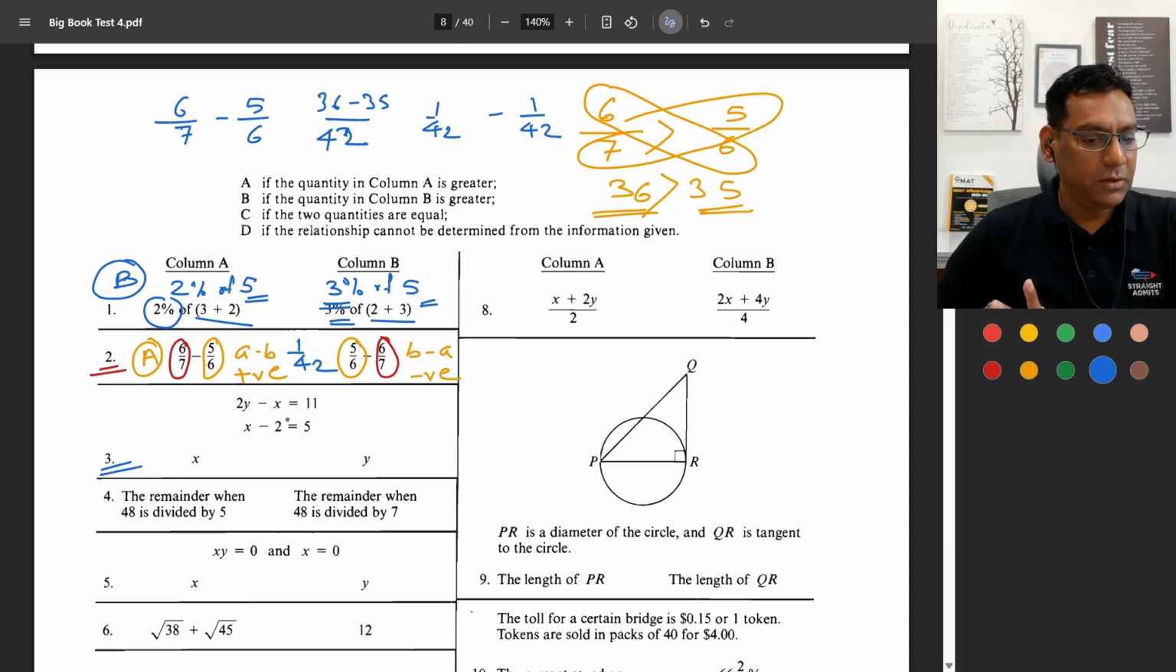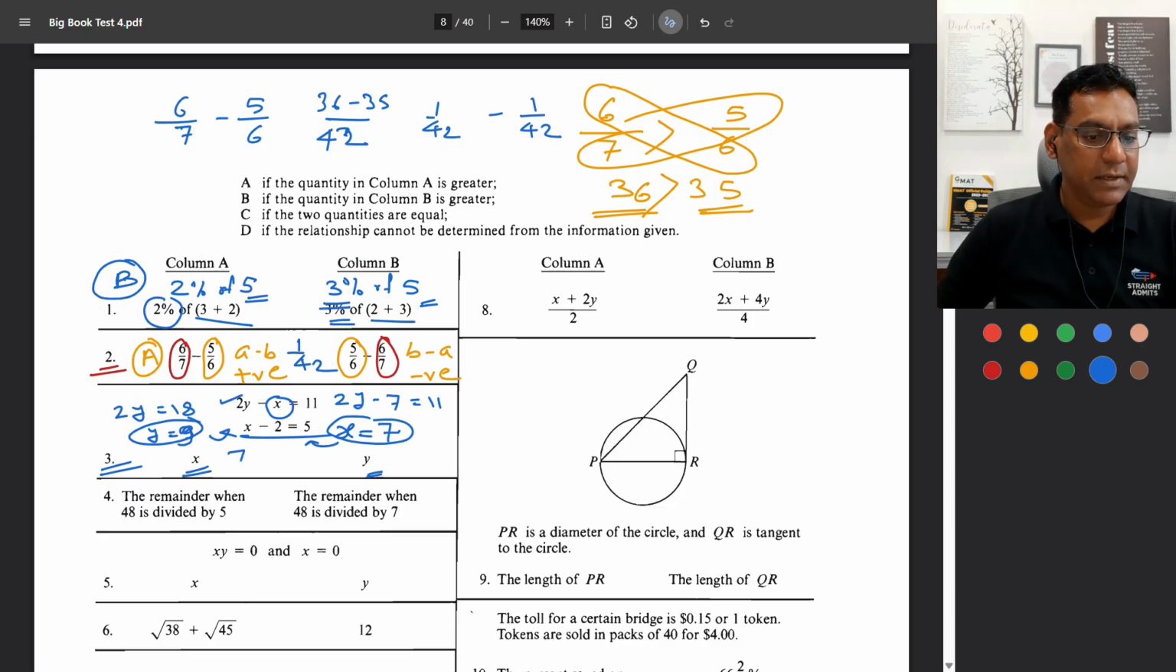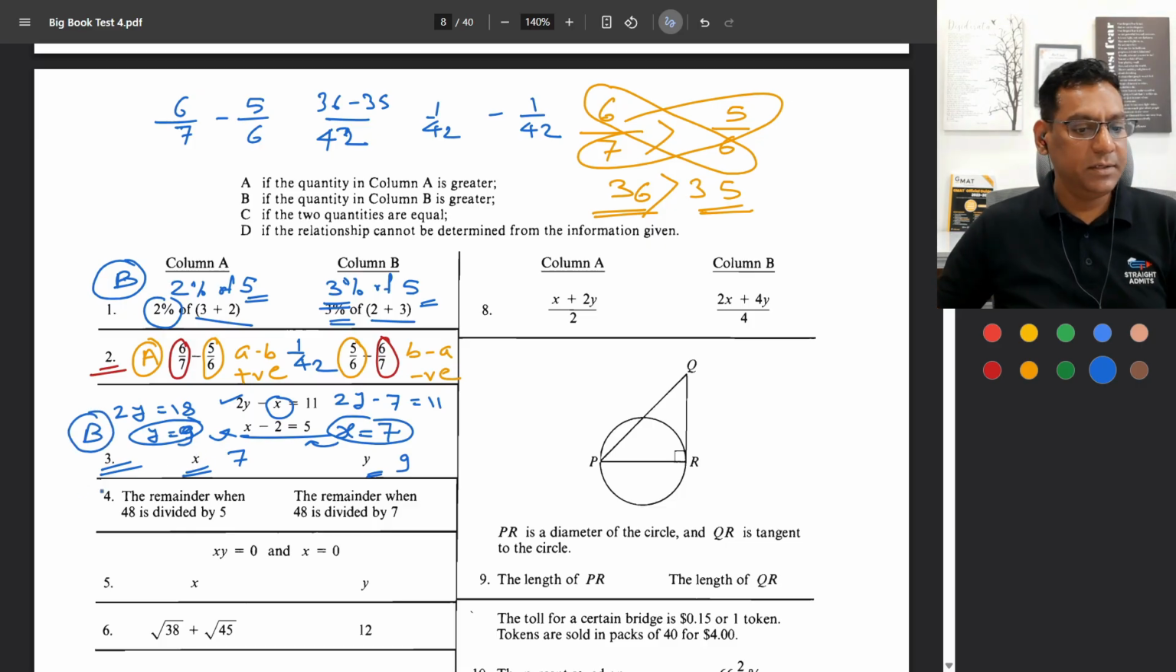2y minus x is equal to 11, and x minus 2 is equal to 5. This looks easier. x is equal to 7, right? If I put 7 here, I get 2y minus 7 is equal to 11. That means 2y is 18, which means y is 9. Let me put both of these numbers back and see if that makes sense. 2y is 18 minus 7 is 11, correct? x minus 2, 7 minus 2 is 5. Fine, so my calculation is correct. What is bigger, x or y? x is 7, y is 9. 9 is bigger than 7. Answer choice B. Pretty easy.